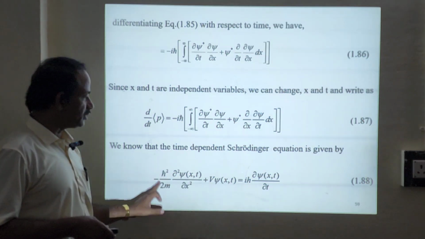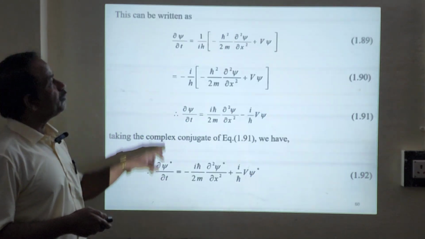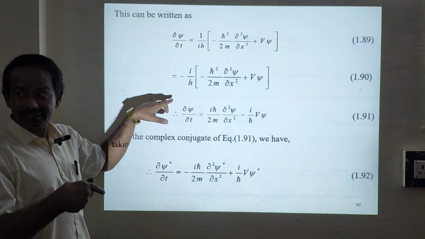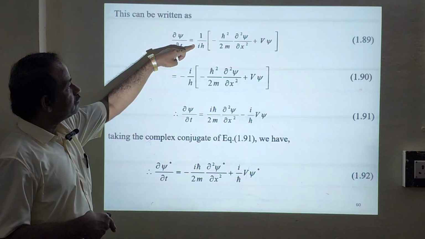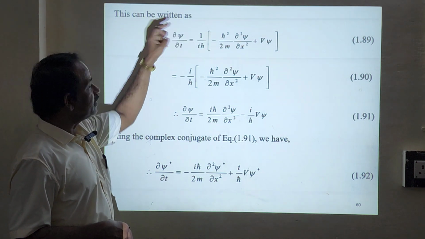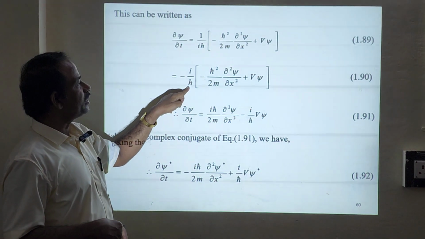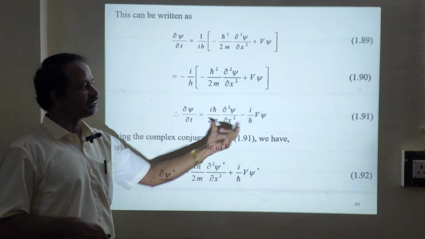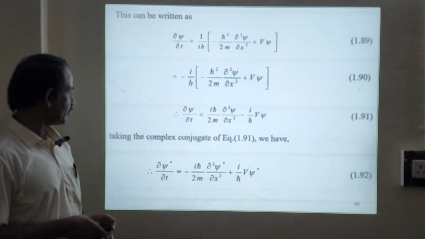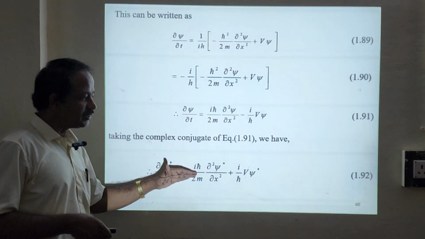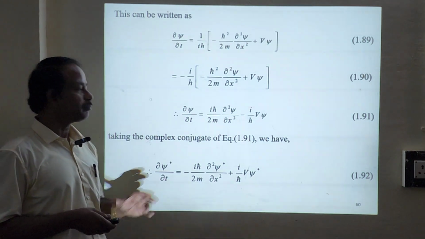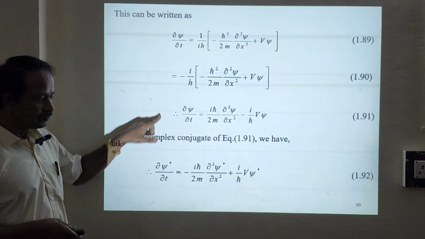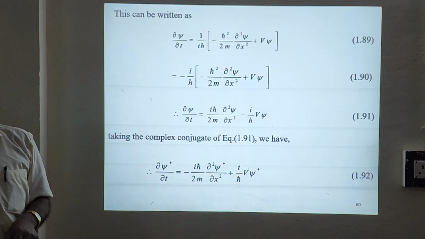So now as usual, you will have to write this equation as 1 by i h cross, d psi by dt, is equal to 1 by i h cross. As usual, we studied the same thing earlier. Multiply and divide by i, that will give you minus i by h cross, the same term. So d psi by dt, multiplying this term, will give you this expression, 1.91. Now take the complex conjugate, it will give you this. Is it okay?